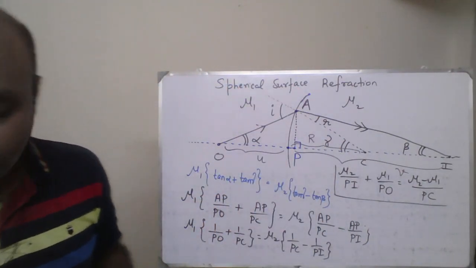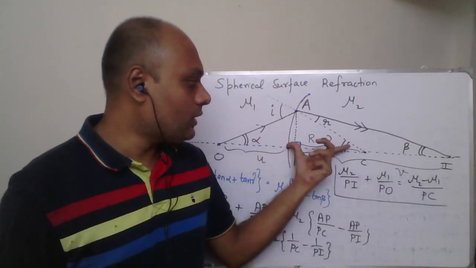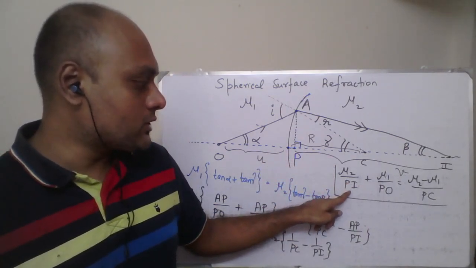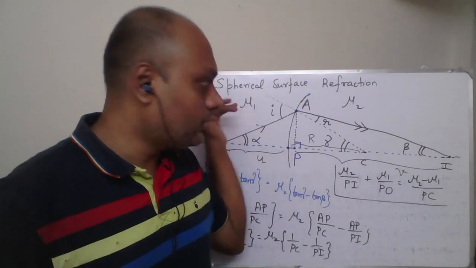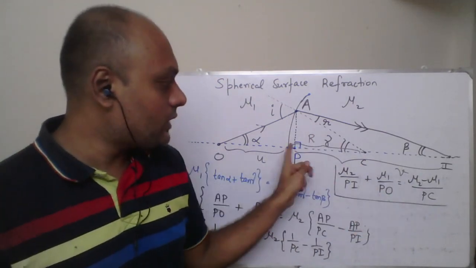Right? So you clearly note that U is this distance, V is the distance here, R is the distance here. Now I am going to use the sign convention. So Pi will become plus V, in this direction we are measuring, in the direction of incidence. Pi becomes plus V. Po will become minus U. Pc will be plus R.